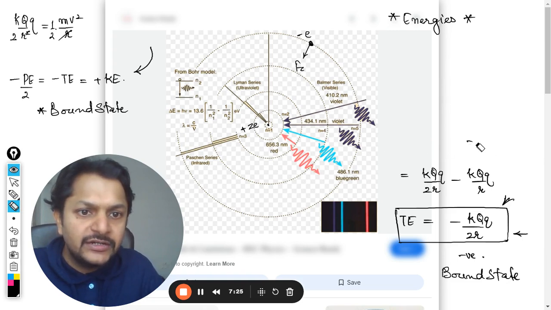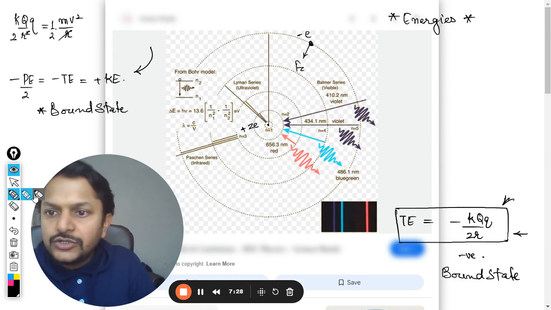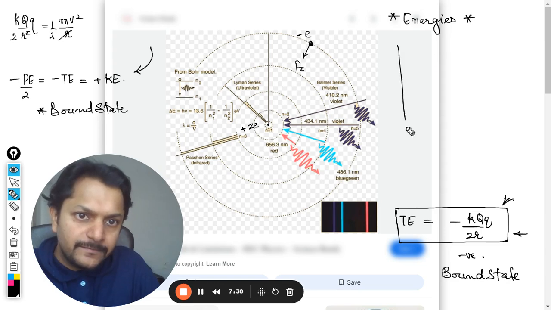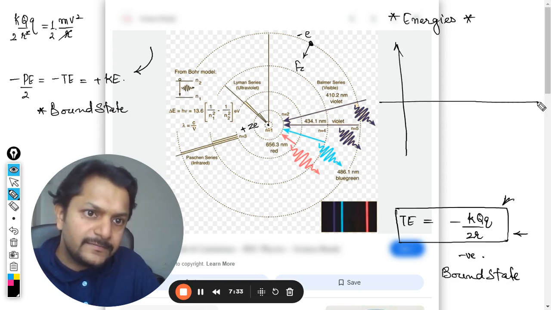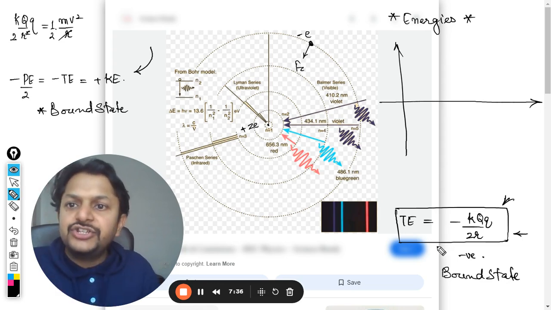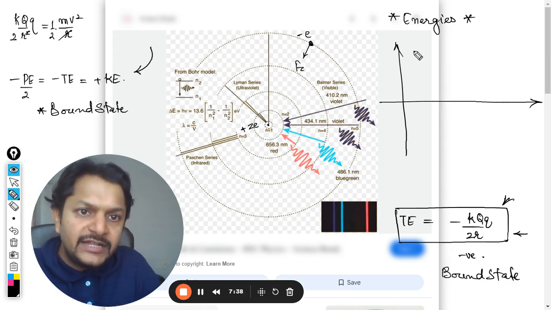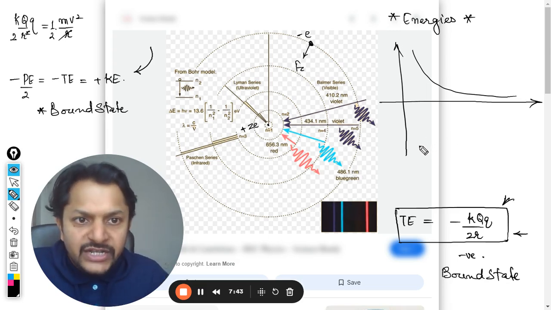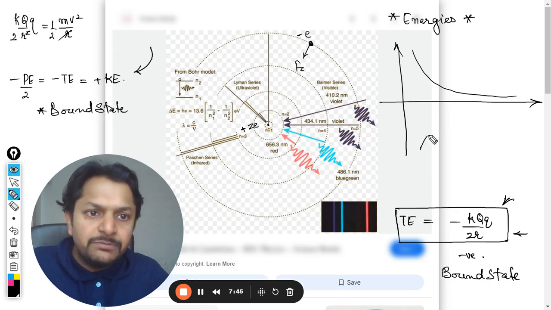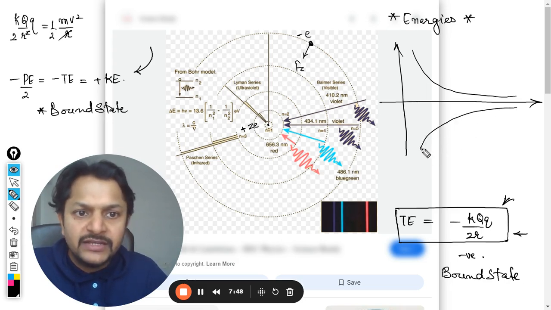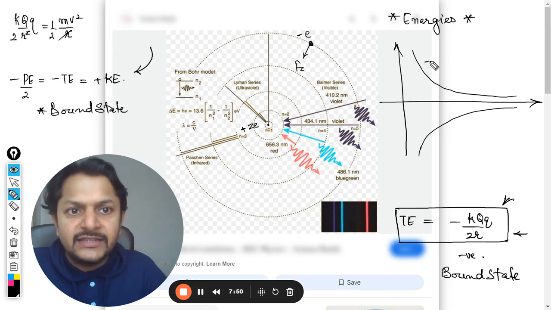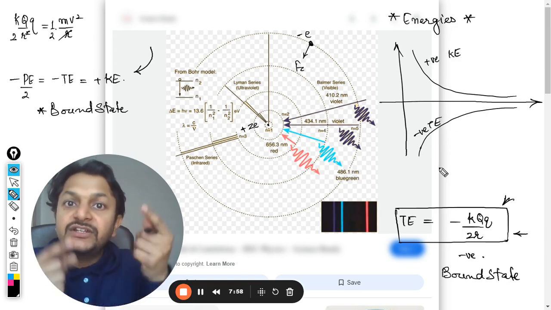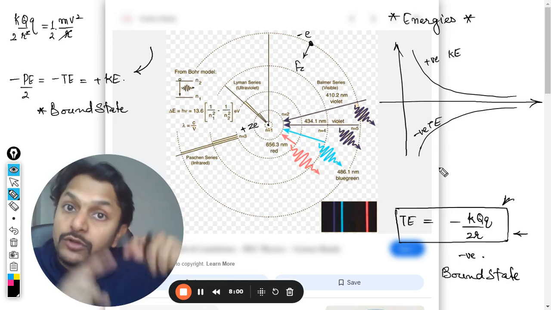Now, there is a graph also which can be made for potential energy and kinetic energy. I'm just drawing it here. So the graph is like this. Kinetic energy is always positive, and so it has a hyperbolic variation which is shown like this. The total energy is just the mirror image of the kinetic energy, isn't it? But the total energy is negative and this is always positive.